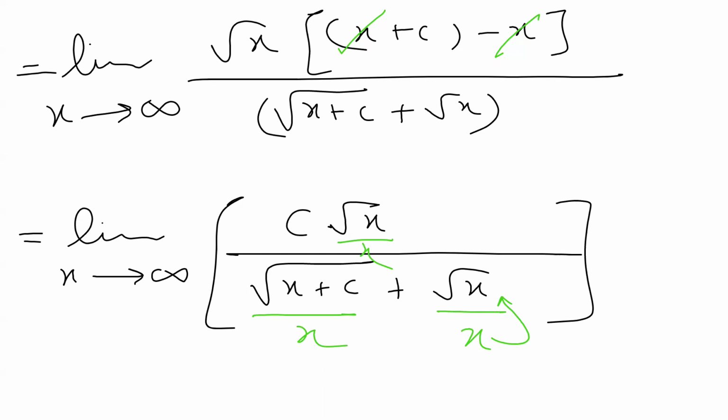One minute, let me think. Then in that case, the answer will be 0. But the answer is c by 2. See, if you are putting x as infinity, this will also be infinity. It will be an indeterminate form.